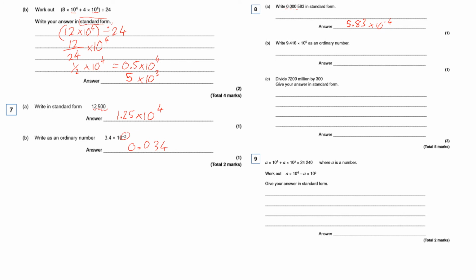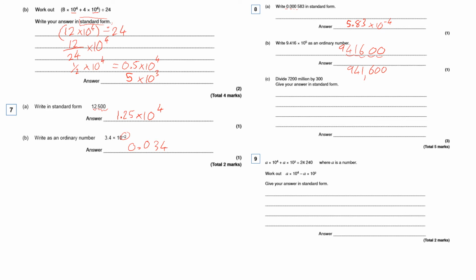And this one we want to move 5 spaces, so if we've got 9, 4, 1, 6, we're moving it once, twice, 3 times, 4 times, 5 times. It'll be 941,600.